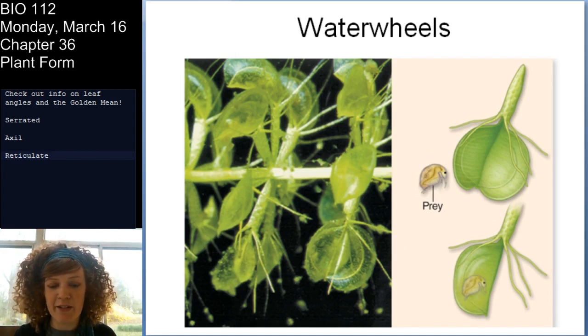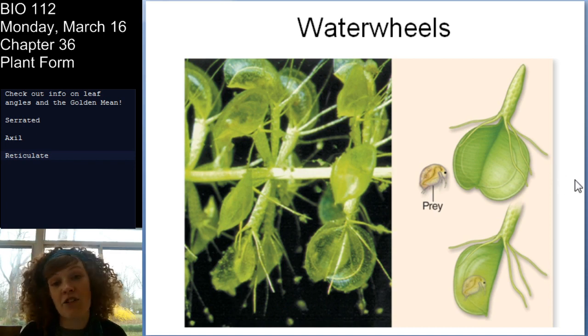Okay. Another example, water wheels. So here, this is actually a daphnid. And essentially, it's similar to the situation you'd see with a Venus flytrap. The prey is trapped and digested. Okay. So those are the various kinds of modified leaves. This is the end of chapter 36, plant form.